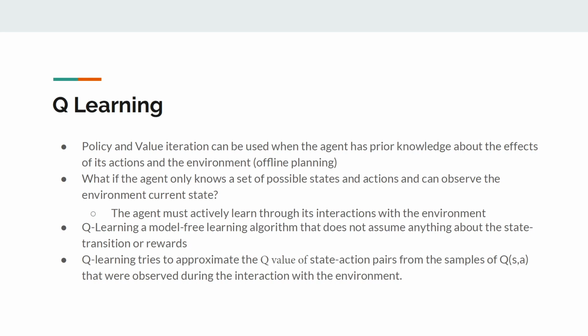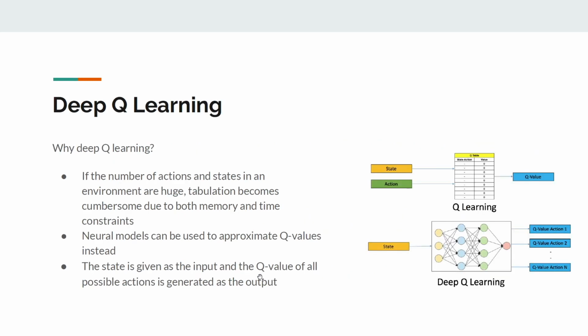And Q-learning tries to basically approximate the Q value of the state action pairs from the samples of the Q value that were observed during the interaction, as opposed to value iteration, where we are just estimating the values. So notice that we are still just using the Bellman equation, but this time we just write it using the Q values.